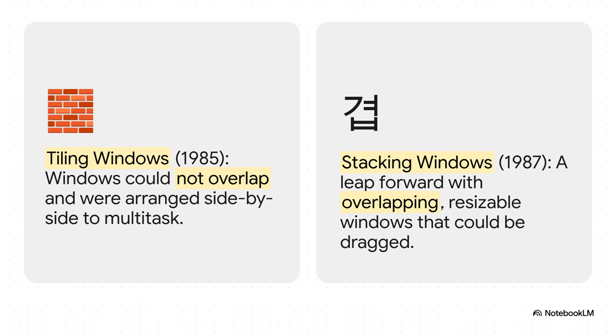But then, just 2 years later, Windows 2 comes along and makes this massive leap. It introduced stacking windows, and suddenly you could actually overlap them. You could resize them. You could drag them wherever you wanted. That sounds totally normal to us now, but back then, it was an absolute game changer.